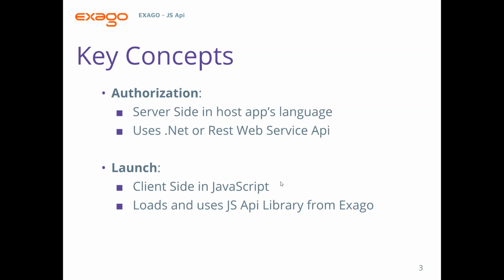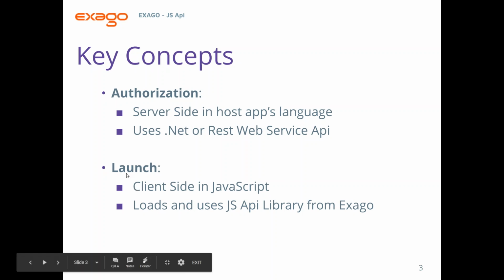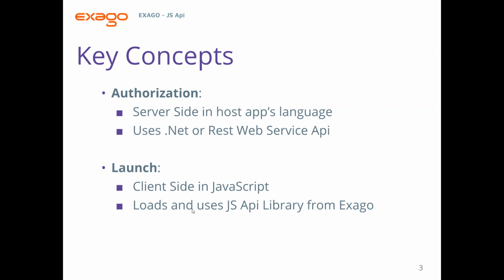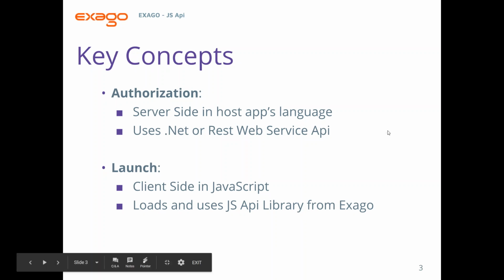So from the host application in the browser, there will be elements that will then initialize and call Exago to launch a report or launch the full UI. So the launch is now going to happen client side using JavaScript, and it's going to load from a library that, of course, is provided as part of the installation, and use that to launch Exago. So that's the key concept, that we've now separated that launch.